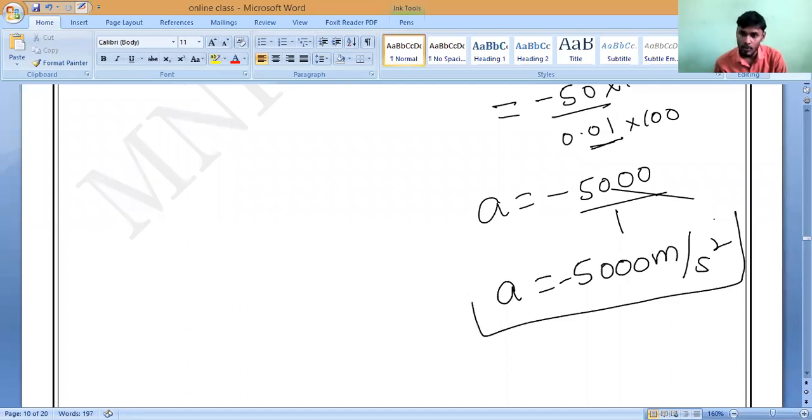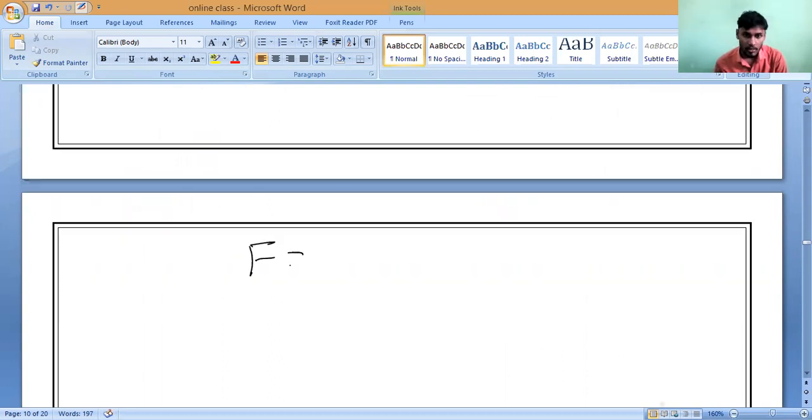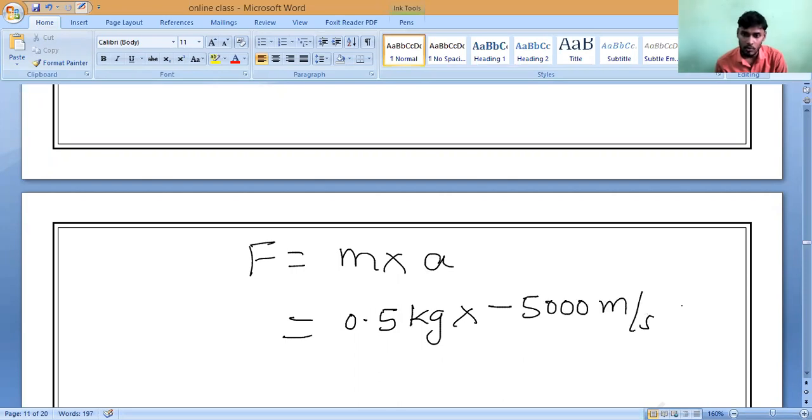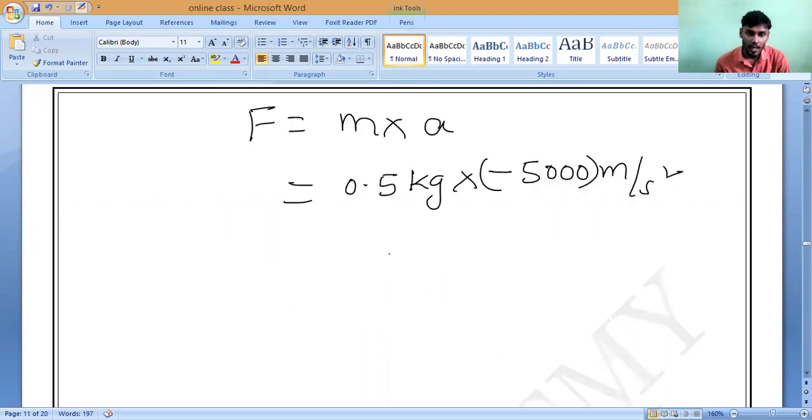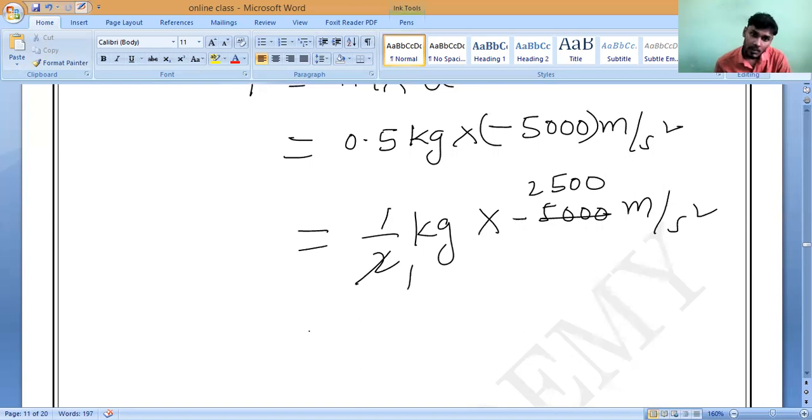Do you all understand? Please tell me. Yes, sir. Now, what is the force? Force equals mass into acceleration. Mass equals 0.5 kilogram, into acceleration, minus 5,000 meter per second square. The minus is only for acceleration. So 0.5 means 1 by 2 kilogram. Yes or no? Half of 5,000 is 2,500.